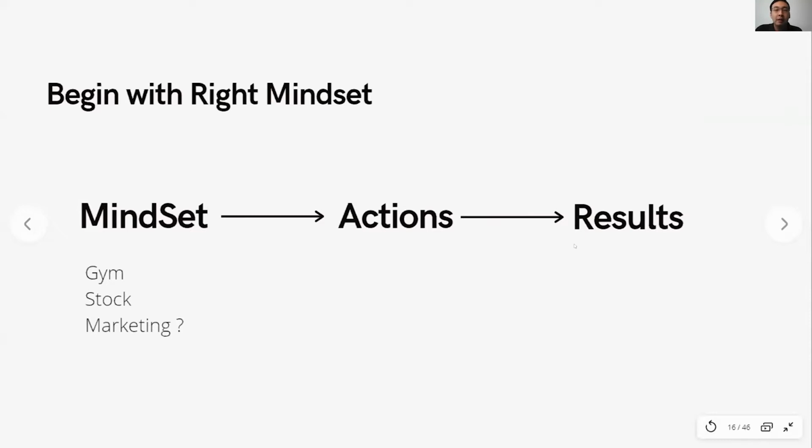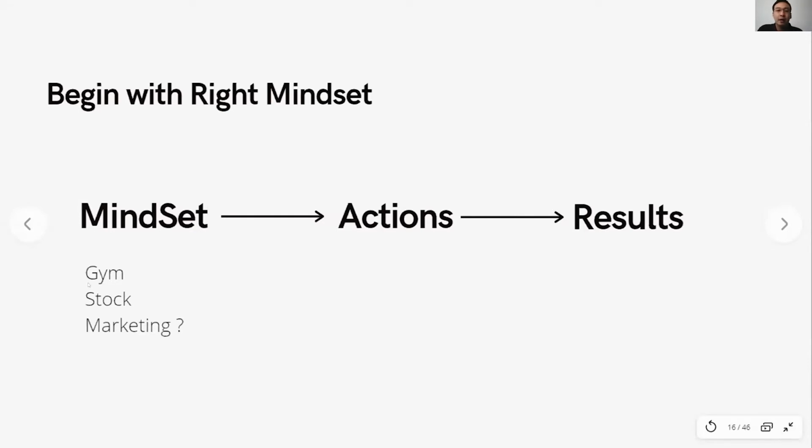But a lot of the time, it's not our action that is not right. It's actually our mindset that is not right. We must adjust to the right mindset, like perseverance and knowing the gym knowledge, before we take action. We must know how to make it right before we take action, and only then can we get a result.